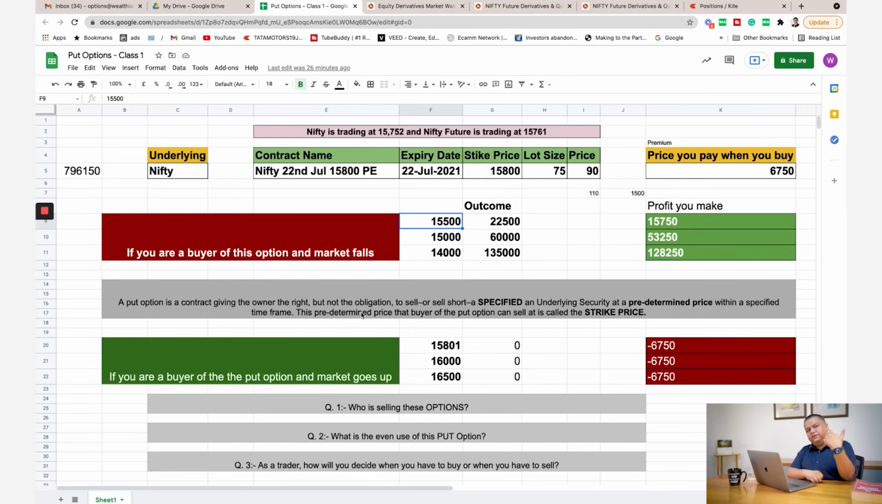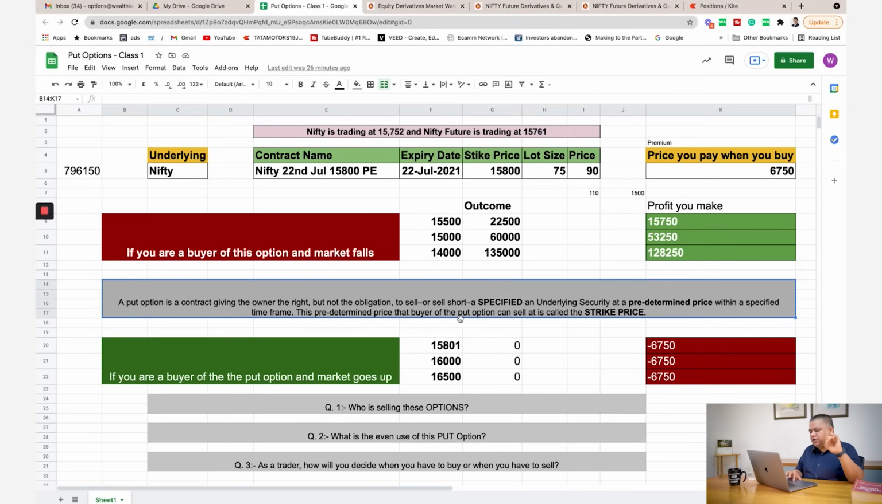Before I go and explain that contract further, let's understand the put option as a contract. What I have done is I have taken two trades on my account, but before that I want to explain something very basic about the put option. Before we start learning about put options, let me give you the basic definition, which I have also written here. A put option is a contract giving the owner the right but not the obligation to sell or not sell an underlying at a predetermined price within a specified time frame.